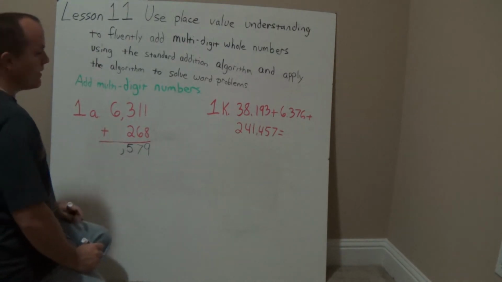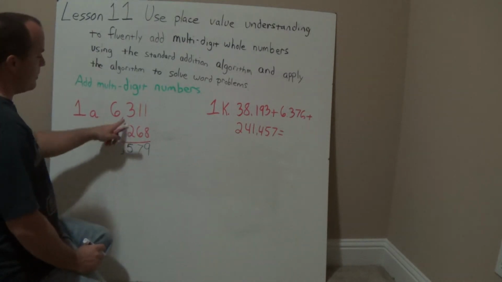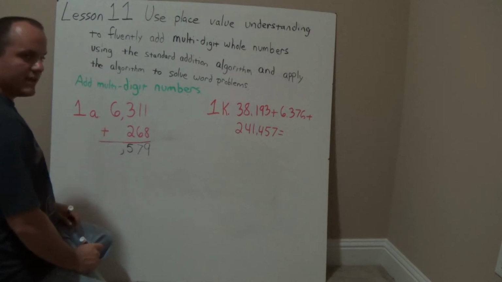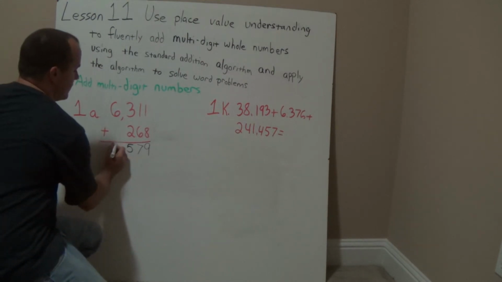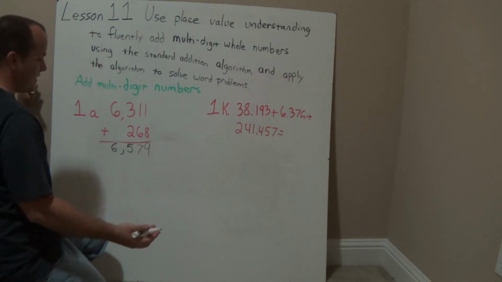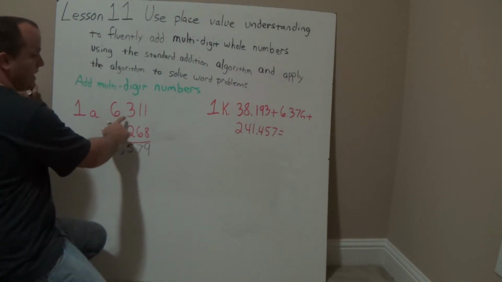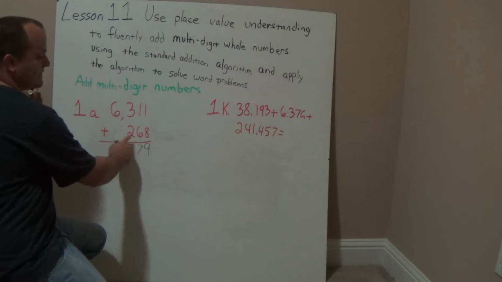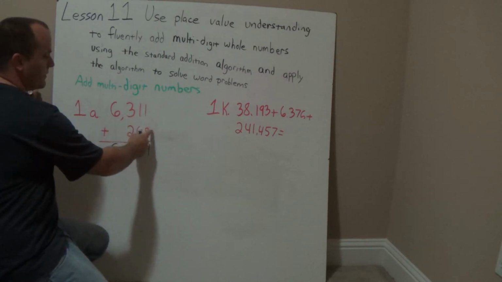Now if you notice here, I don't have anything underneath my 6. I put my comma down, but since I don't have anything underneath my 6, I'm just going to drop it down. Because if there's nothing here, it's just like having a 0. And 6 plus nothing is 6. So 6,311 plus 268. My ones place, 1 plus 8 was 9.